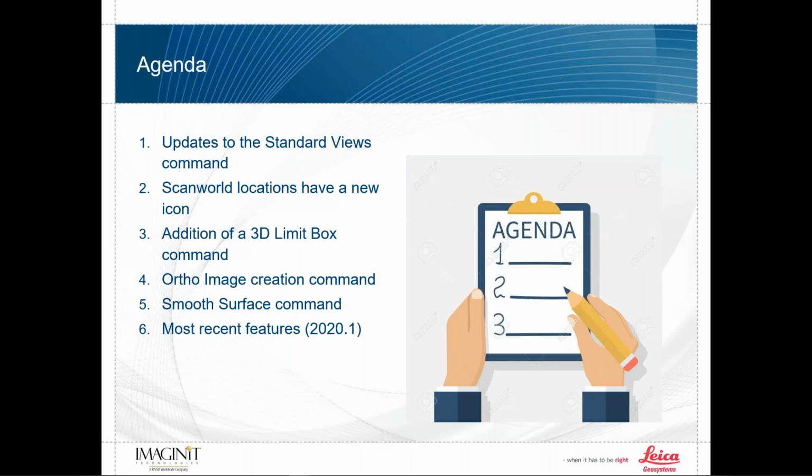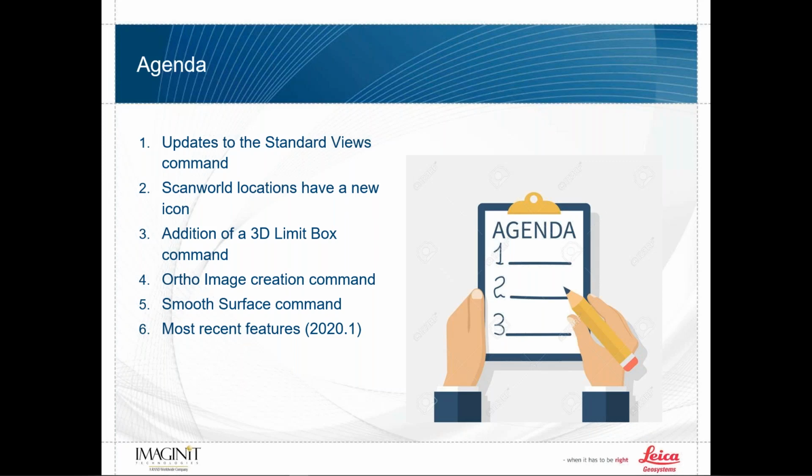Some of the new features you're going to see in this software are that Leica has made some updates to our standard views, how we view our point cloud from different angles inside the software. They've also made updates to scan world locations, where they have a new icon. They're identified a little bit differently than they used to be, for those of you who have been using the software for a while. They've added in a 3D limit box.